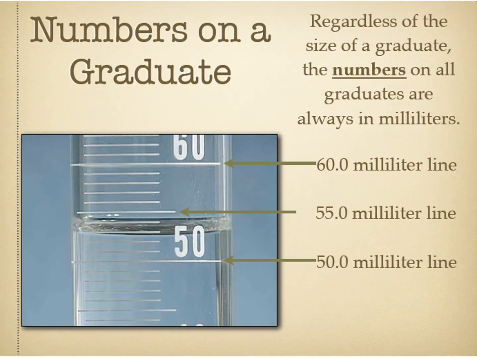Numbers on the graduated cylinder are just like a ruler. You calibrate the same way. They're always numbered in milliliters. So that 60 line is 60 milliliters, and 50 is 50 milliliters, and then the middle line is going to be 55.